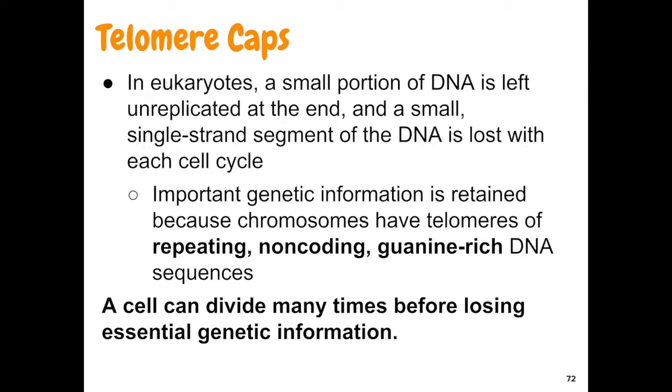A cell can divide a certain number of times before the telomeres are totally lost. There are no telomeres left. And when that happens, the DNA replicates and it starts to eat away at essential genetic information, and the cell eventually undergoes apoptosis and dies.